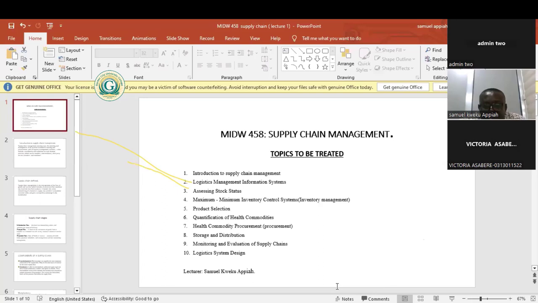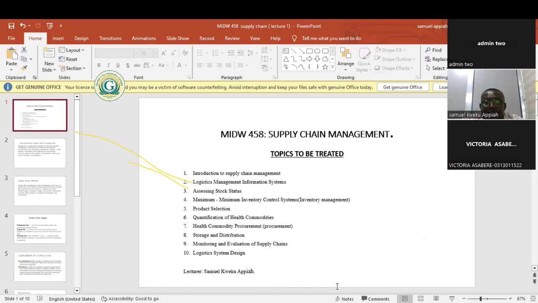Then we'll be treating storage and distribution. Storage is very, very important when it comes to health supply chain. As I indicated earlier, once you order, you should have enough inventory or enough stock to be able to treat your patient, to be able to offer quality service. You need to have storage facilities. And so how do we store them? How do we distribute these items?